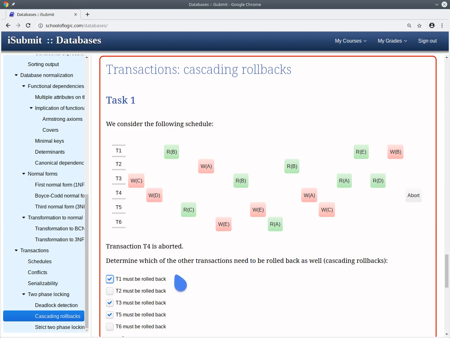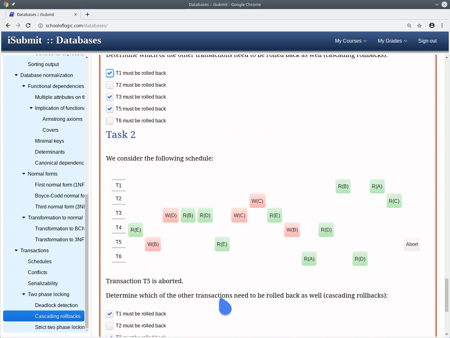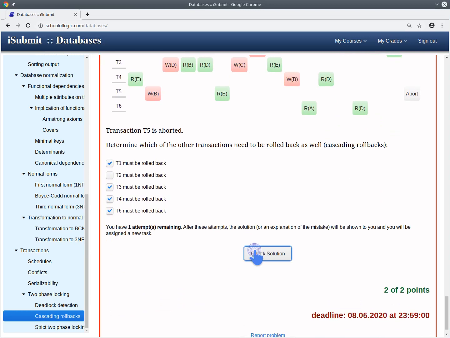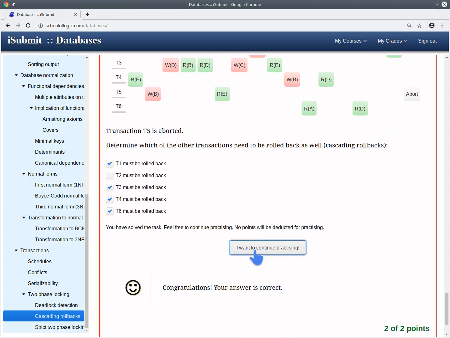Okay, so we have determined that the 1st, the 3rd, and the 5th transaction must be aborted. The 2nd and the 6th transaction do not need to be aborted. I have already solved the 2nd part of the task. Let's check whether our solution is correct. Yes, our solution is correct. Very nice. And again, feel free to continue practicing and simply ask for a new assignment.